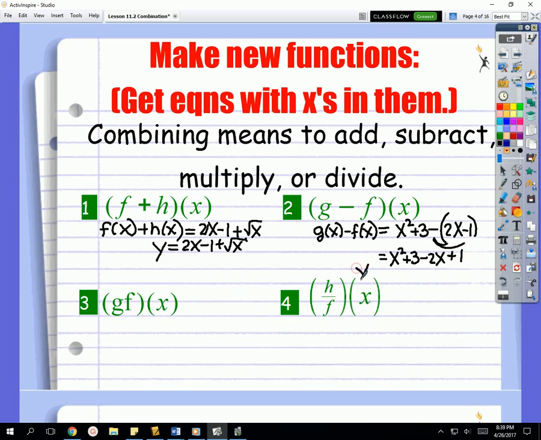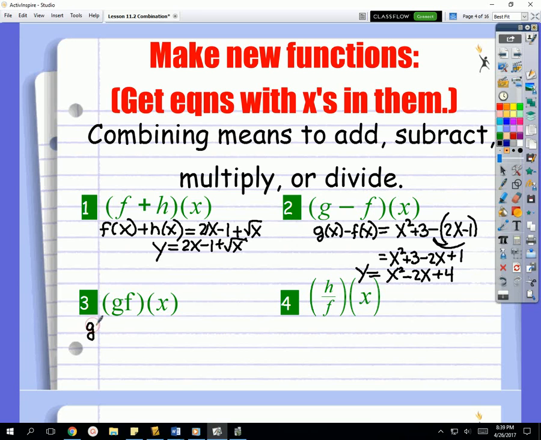So my new equation is y equals x squared. It's going to be minus 2x next. And then I have a 3 plus 1, so plus 4 is my final number. So I'm just taking two little equations, putting them together, and creating a new bigger equation.